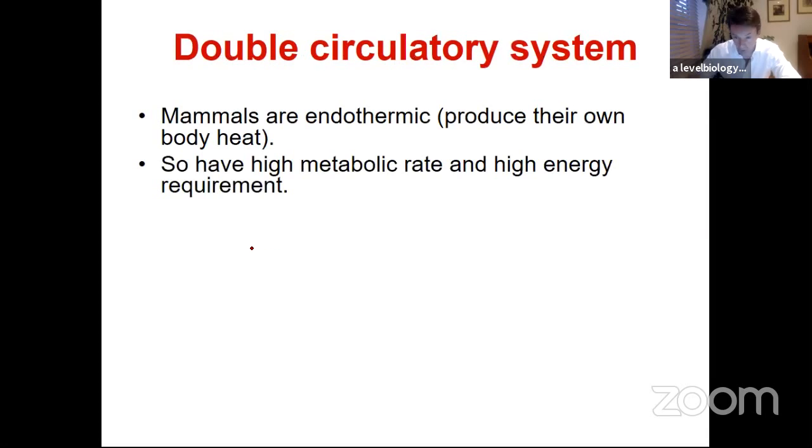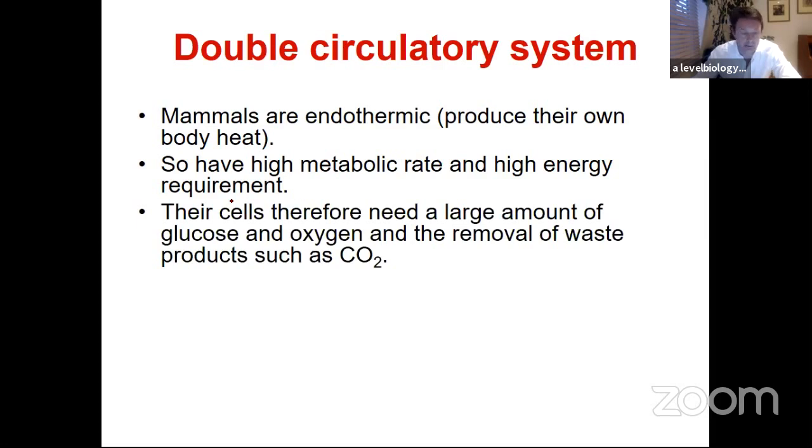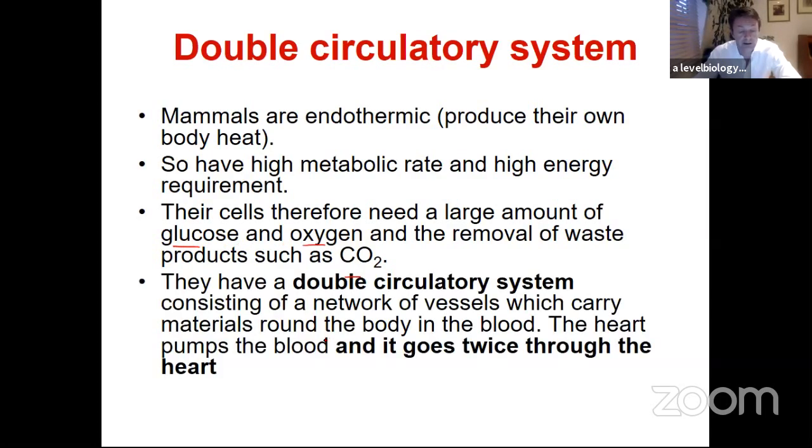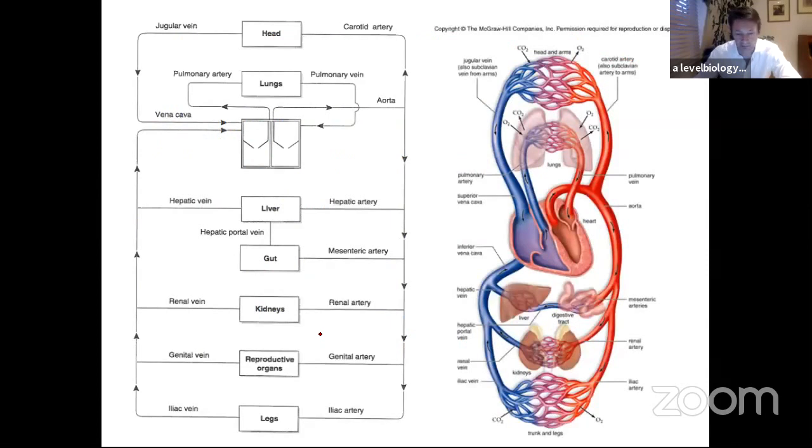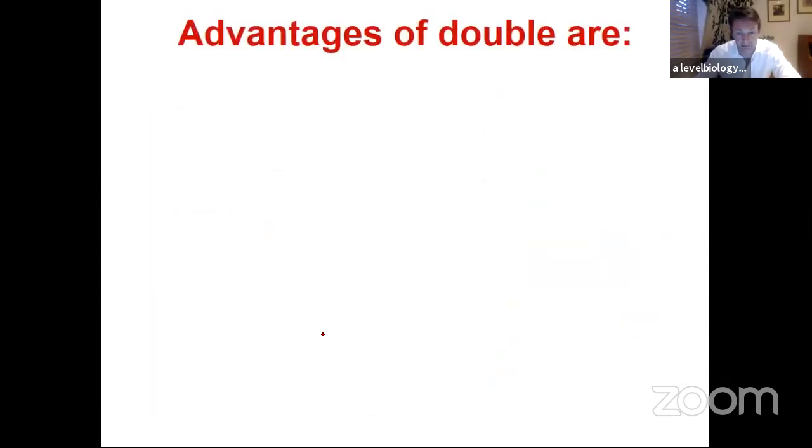Now, one of the reasons why we need a double circulatory system is that we are endotherms. Therefore, we have a very high metabolic rate. We need a lot of energy because we're maintaining a higher body temperature than the surroundings. So our cells need a lot of glucose, need a lot of oxygen, and produce a lot of carbon dioxide. Not much point going through that, it's fairly obvious.